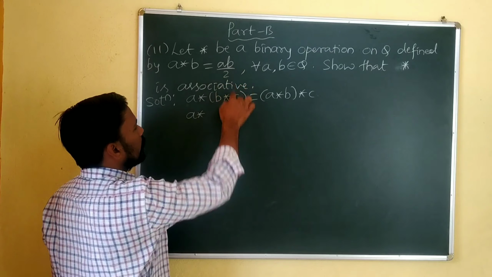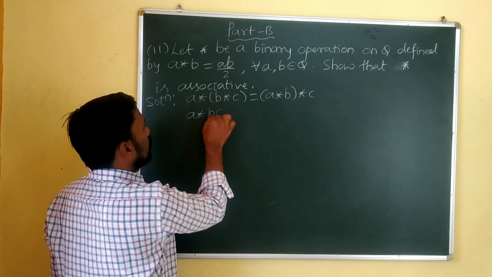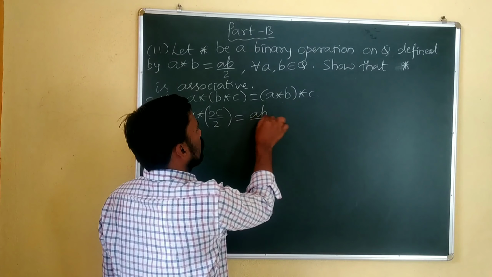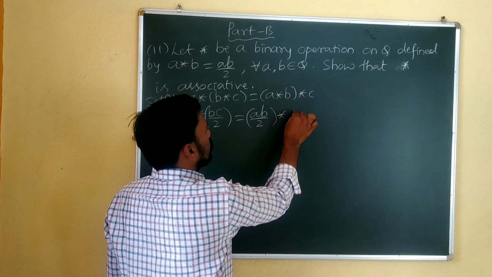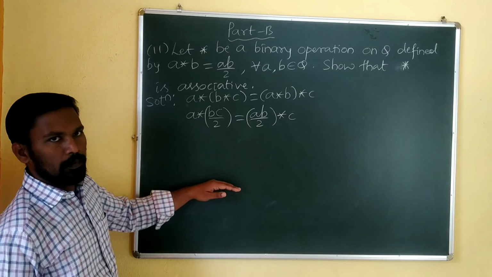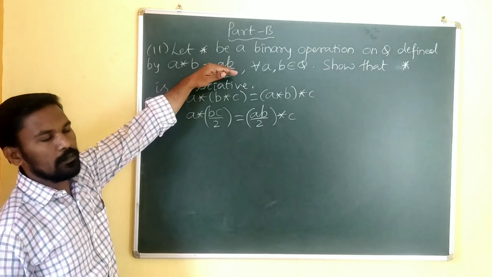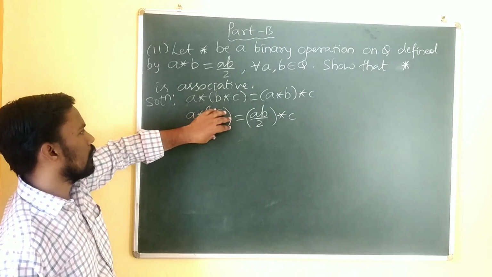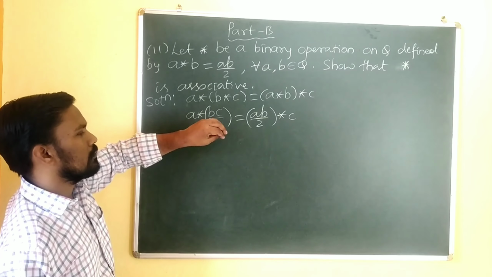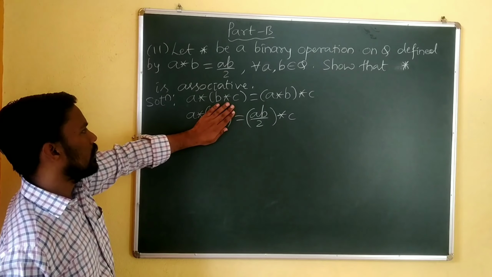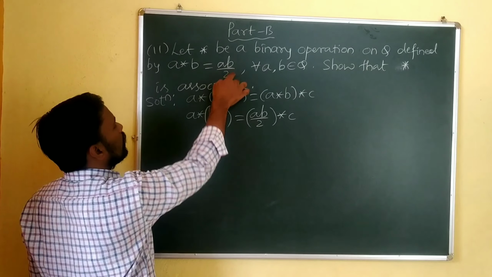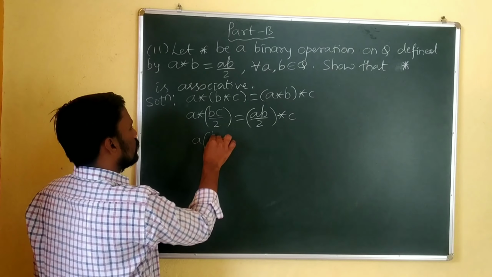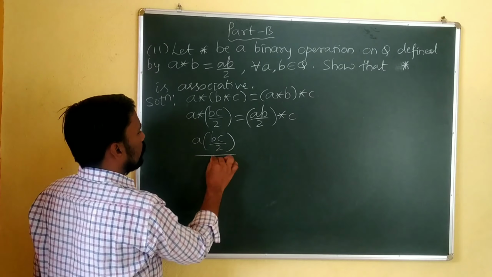a star b is equal to ab by 2. Similarly, b star c means bc by 2. That is equal to (a star b) star c, which is ab by 2 star c. Once again apply the same property, a star b is equal to ab divided by 2. Take bc by 2 as the second number, one single term. So a star (bc by 2) is a into bc by 2, divided by 2.